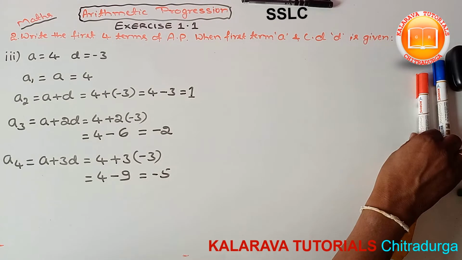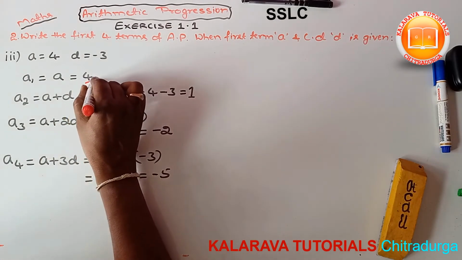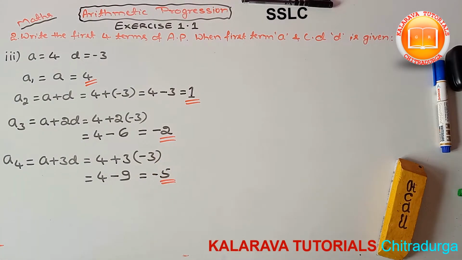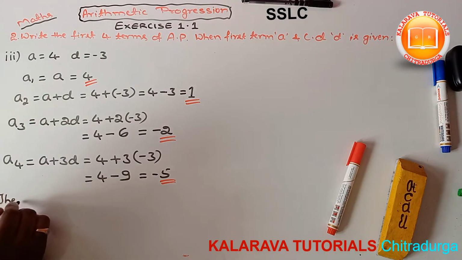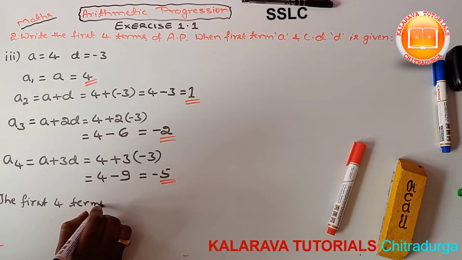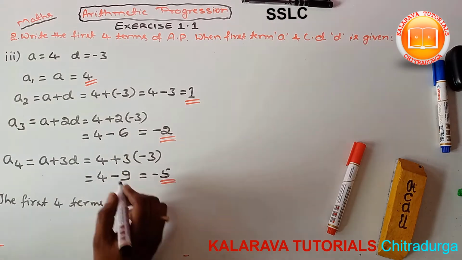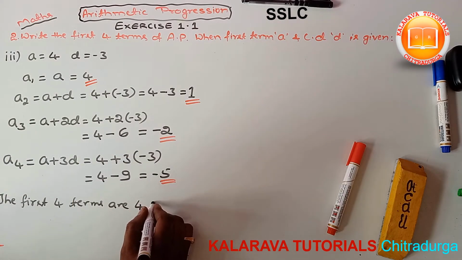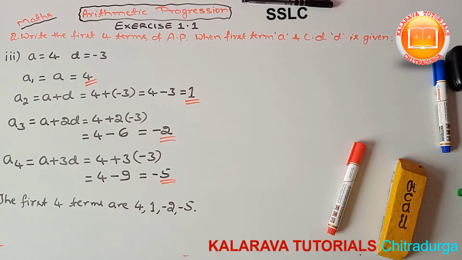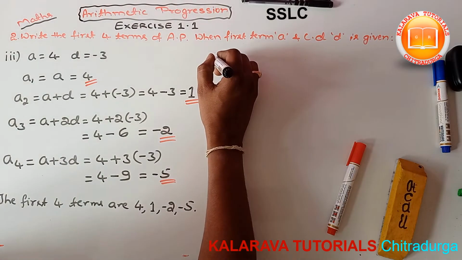So students, you observe, we have to find out the four terms. Here the first term is 4, second term is 1, third term is minus 2, and fourth term is minus 5. So we have to write the first four terms. The first four terms are 4, 1, minus 2 and minus 5. These are the first four terms of the third problem. Then we move on to the next one, that is the fourth one.